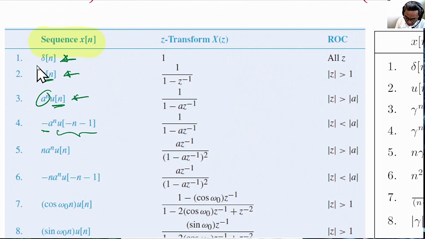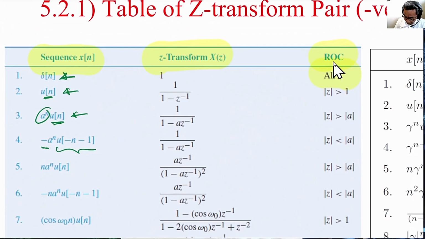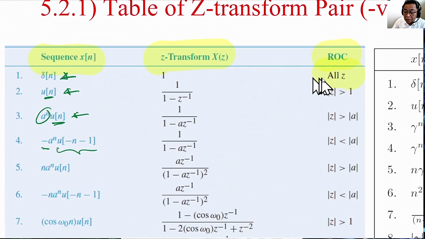In the second column, you will then see the Z transform of the particular x[n]. Z transform of the impulse is 1. And in the last column, we will show you the region of convergence. The region of convergence for the impulse is all of Z. Region of convergence for u[n] is only for the absolute value of Z greater than 1.